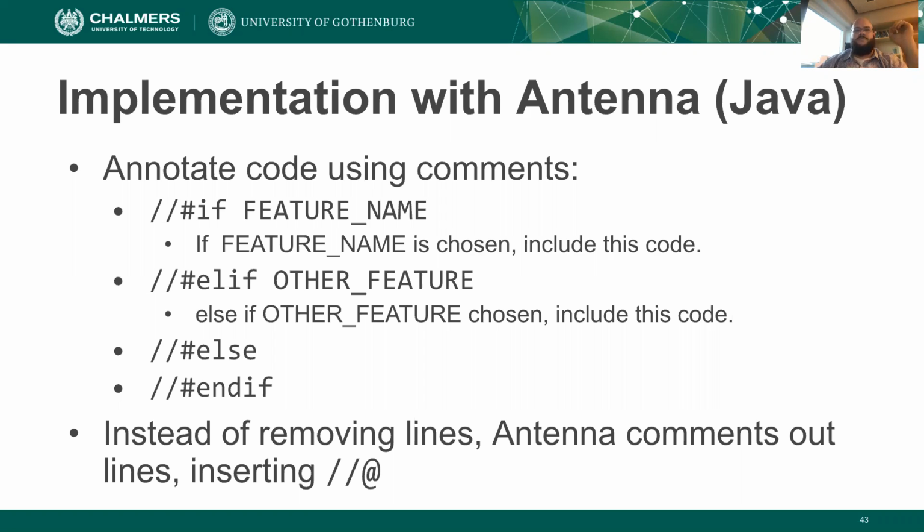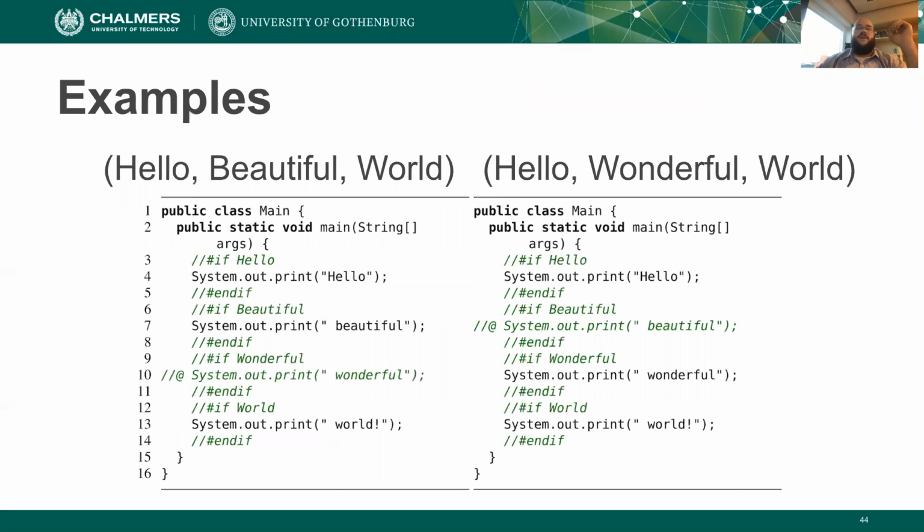All right, so we have a couple of examples here. The example on the left, we've enabled the features hello, beautiful, and world. We have not used wonderful, so that's commented out. The one on the right instead uses hello, wonderful, and world. So beautiful is commented out because we haven't enabled that. So it prints hello, wonderful world. This one prints hello, beautiful world, right?